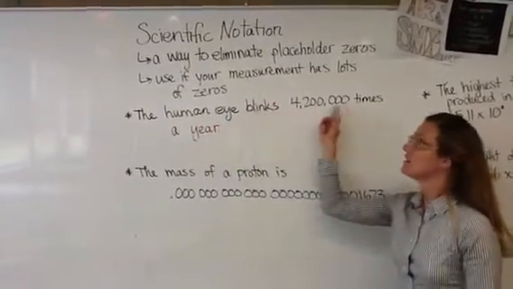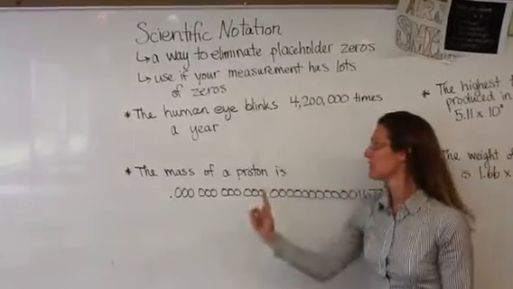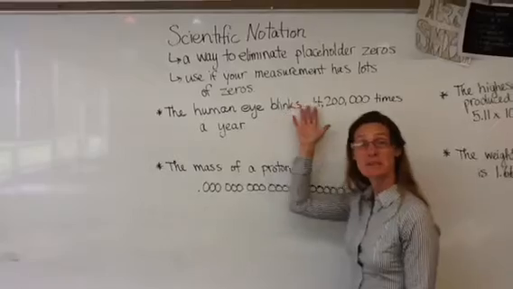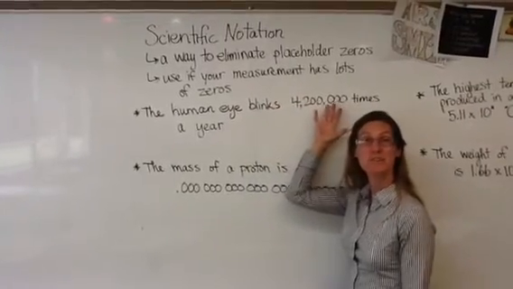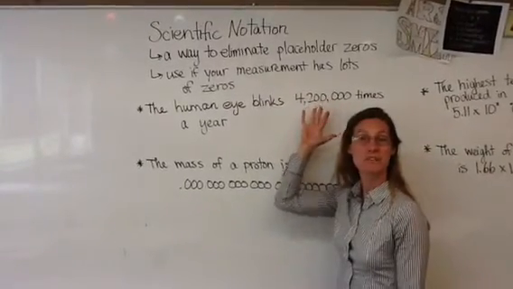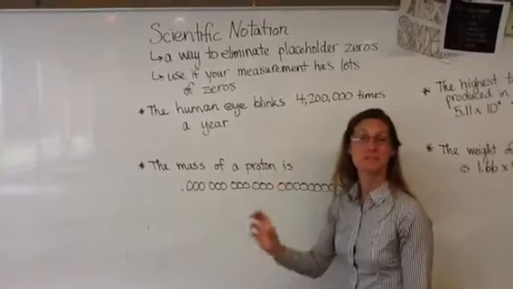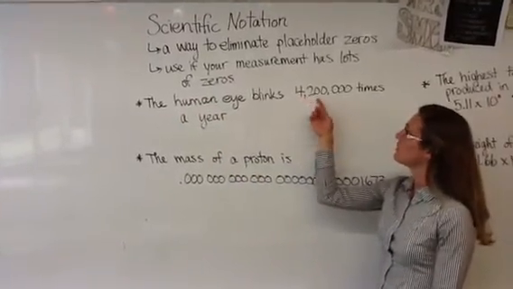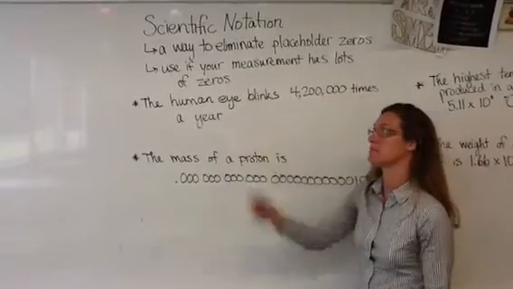You can see these numbers are pretty large or contain many zeros. As you can see, this measurement right here has lots of zeros and we want to try and write the number in the simplest way possible, taking up the least amount of space. The human eye blinks 4,200,000 times a year.